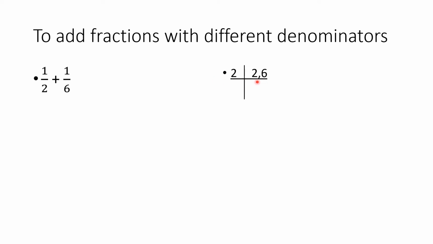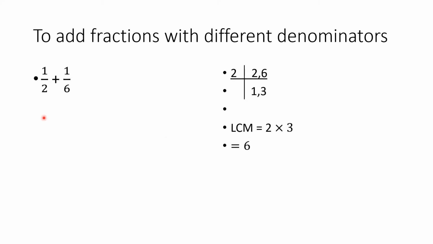We will use common division method. 2 and 6 is here. We will divide by 2. 2 ones are 2, 2 threes are 6. Now what is the LCM? LCM equals to 2 multiplied by 3 which is equals to 6.